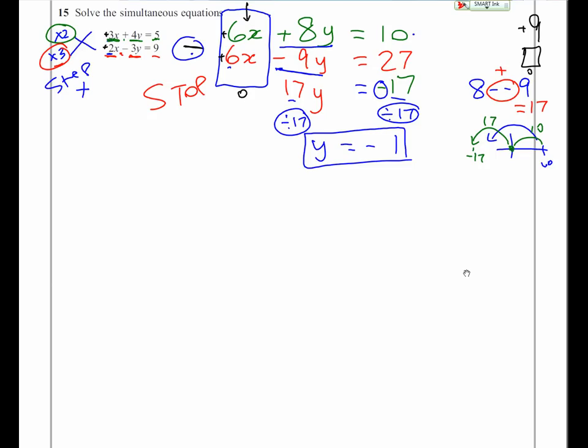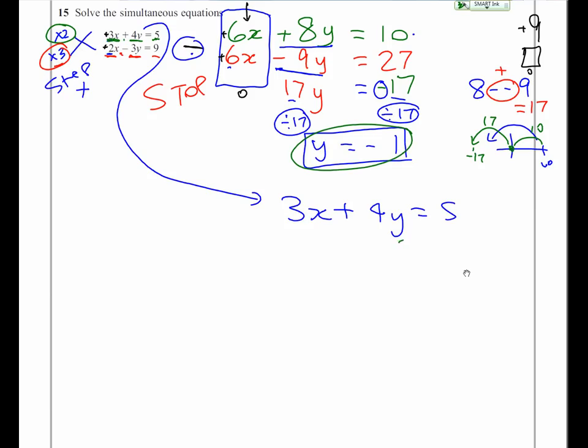Once you've found your first letter, you go back to the easiest equation from the start, which is probably the top one without any negatives. We write that out again. 3x plus 4y is 5. And now we know some information about y. We know that y is minus 1. Now it's 4y, which means 4 times y. So it's 4 lots of minus 1, which is minus 4. So this equation changes, because we don't need the y anymore, to 3x minus 4 is 5.